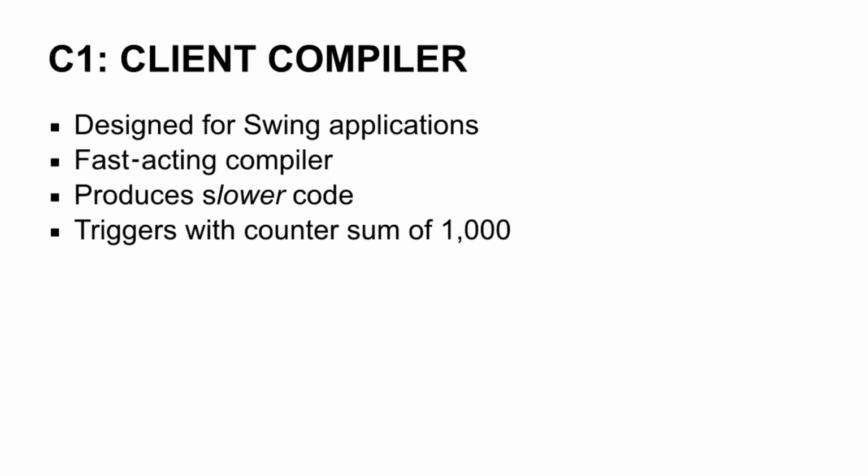The client VM has a compiler called C1. It was designed for Swing applications. Now I want you to think about running a desktop application. When we're running a desktop application, we'd like our program to start quickly. And for that reason, C1 is a fast-acting compiler. It compiles code very quickly, but the code it produces is relatively slow, at least compared to its cousin C2 that we'll see in a moment. And to get the program to start quickly, we need to trigger the compiler quickly. So we compile with the sum of 1,000 invocations plus backEdges. This is pretty early. It doesn't take long to reach 1,000, and so we don't have to stare at the Eclipse splash screen for very long.